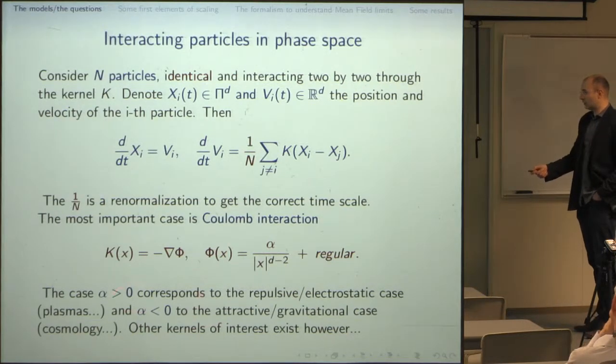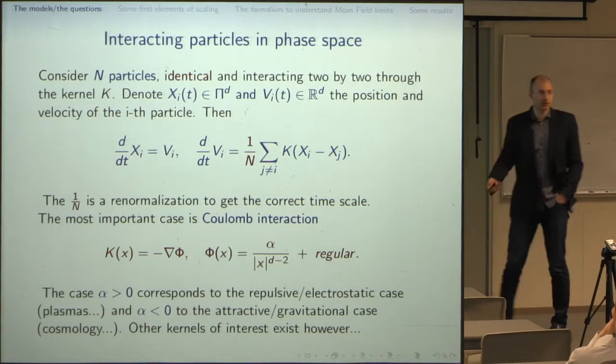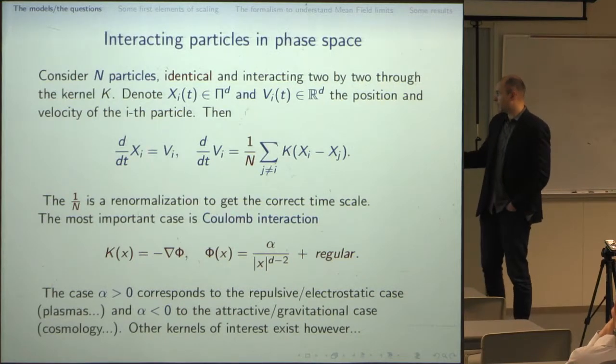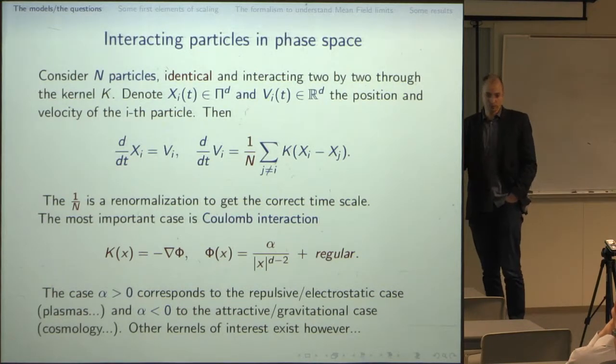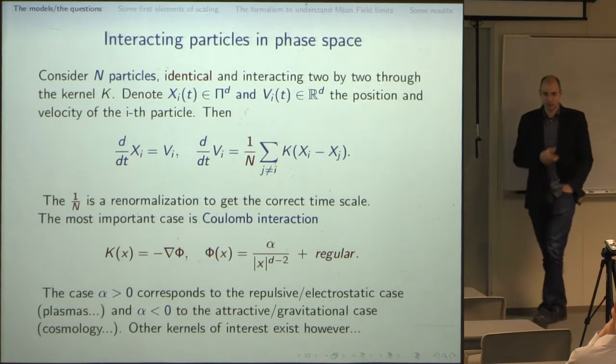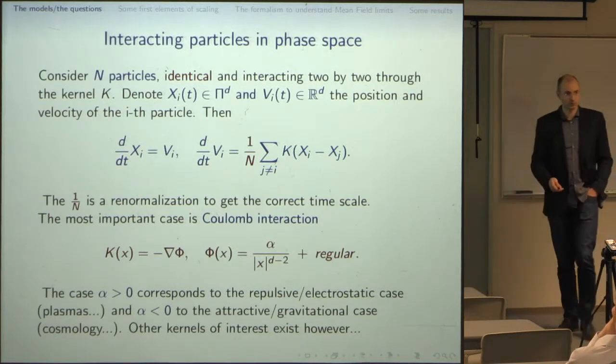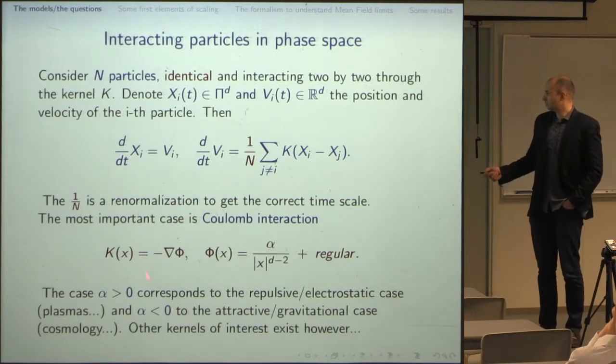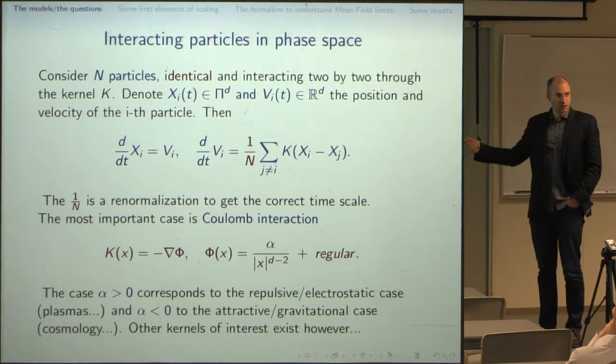That's the case alpha strictly negative. The case alpha strictly positive is what is called electrostatic interaction, and now those particles are typically ions or electrons. Those are certainly the two oldest examples of this kind of system.